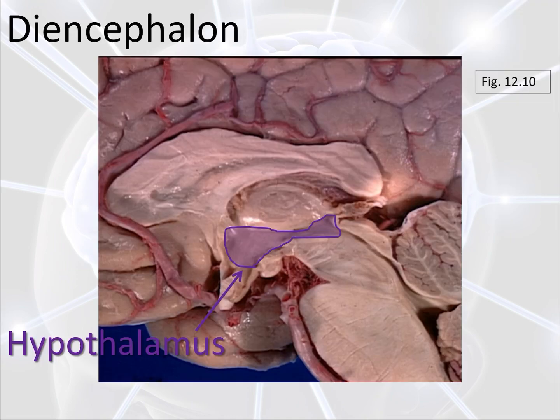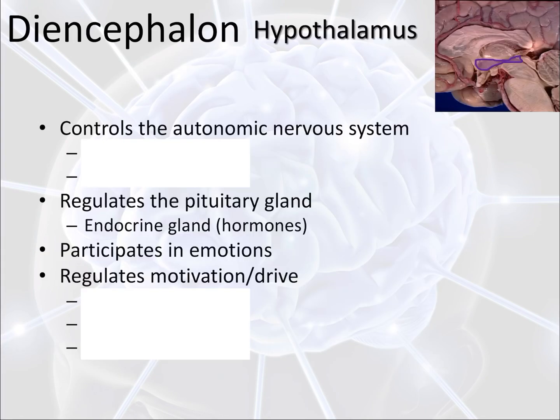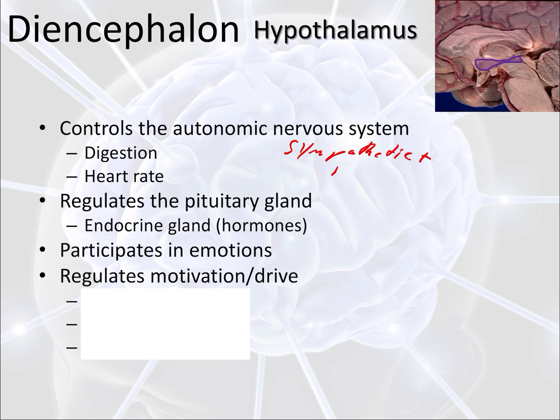Okay, the hypothalamus is right below that. Right, that was the thalamus. This is the hypothalamus. Okay, its main job is to control the autonomic nervous system. So it controls that sympathetic and the parasympathetic. Okay, so that's important for digestion, for heart rate.